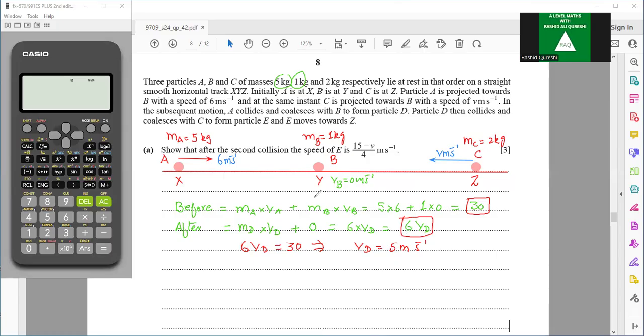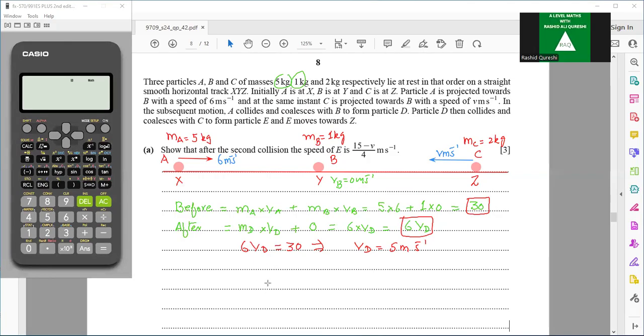Now I will discuss the second scenario. What's the second scenario? Particle D is moving towards the particle C, which is moving towards the particle B. I will make a new figure over here. The new figure will be just like this one.